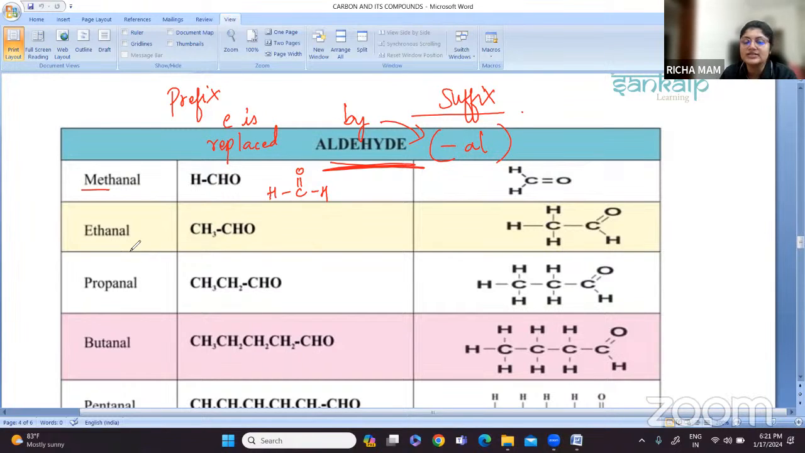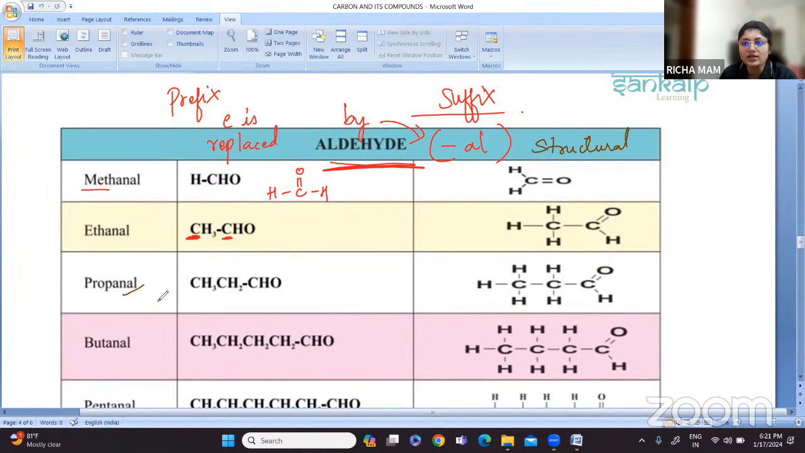Next is ethanal, where the number of carbon atoms is 2. Here you can see the number of carbon atoms are 2, so it is called ethanal. CH3CHO: CH3, C double bond O, H. This is the structure of methanal, and this is the structure of ethanal. This is the molecular formula and this is the structural formula. Don't get confused: this column is the molecular formula, and this is the complete structural elucidation of these compounds.